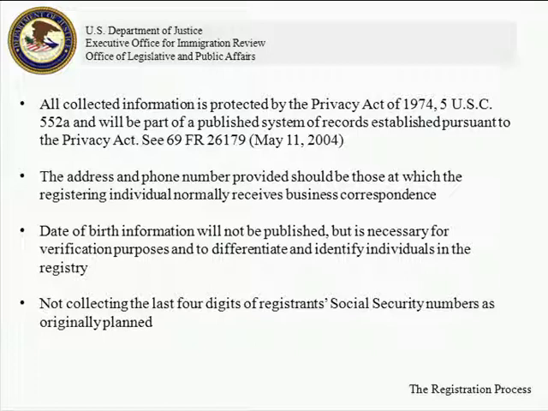Originally, if you read the proposed rule, we were collecting the last four digits of the registrant's Social Security number. We are no longer doing that. That was deemed unnecessary.